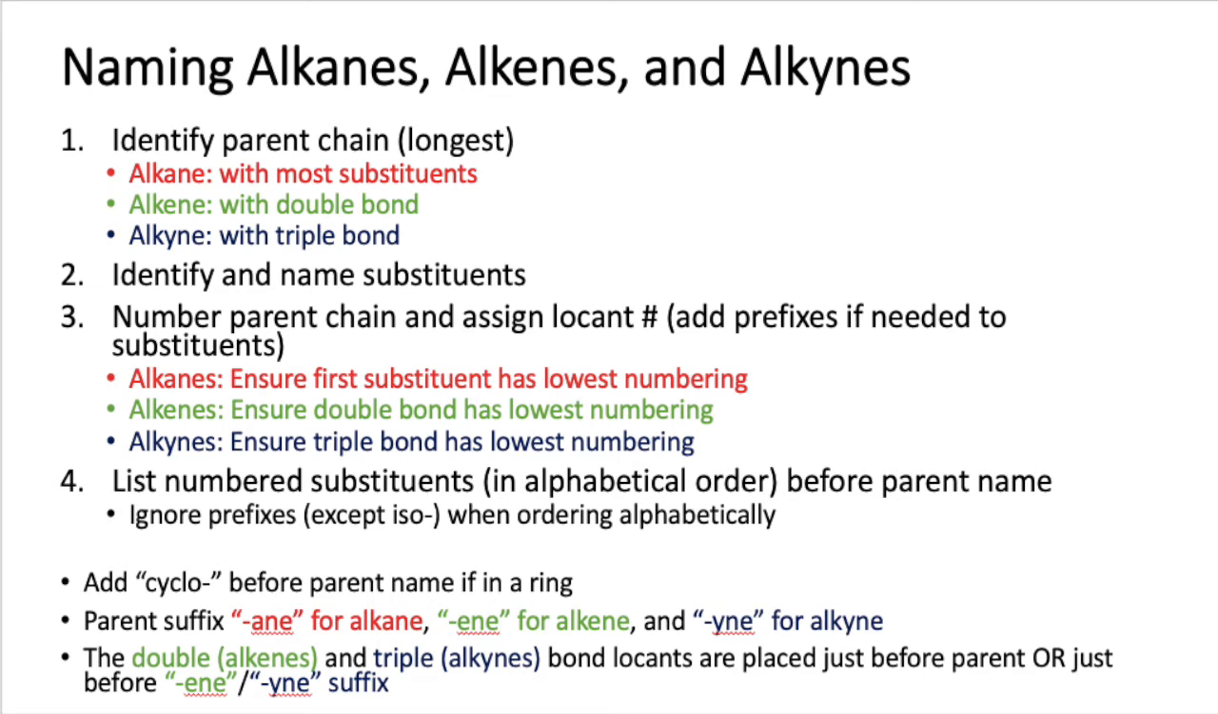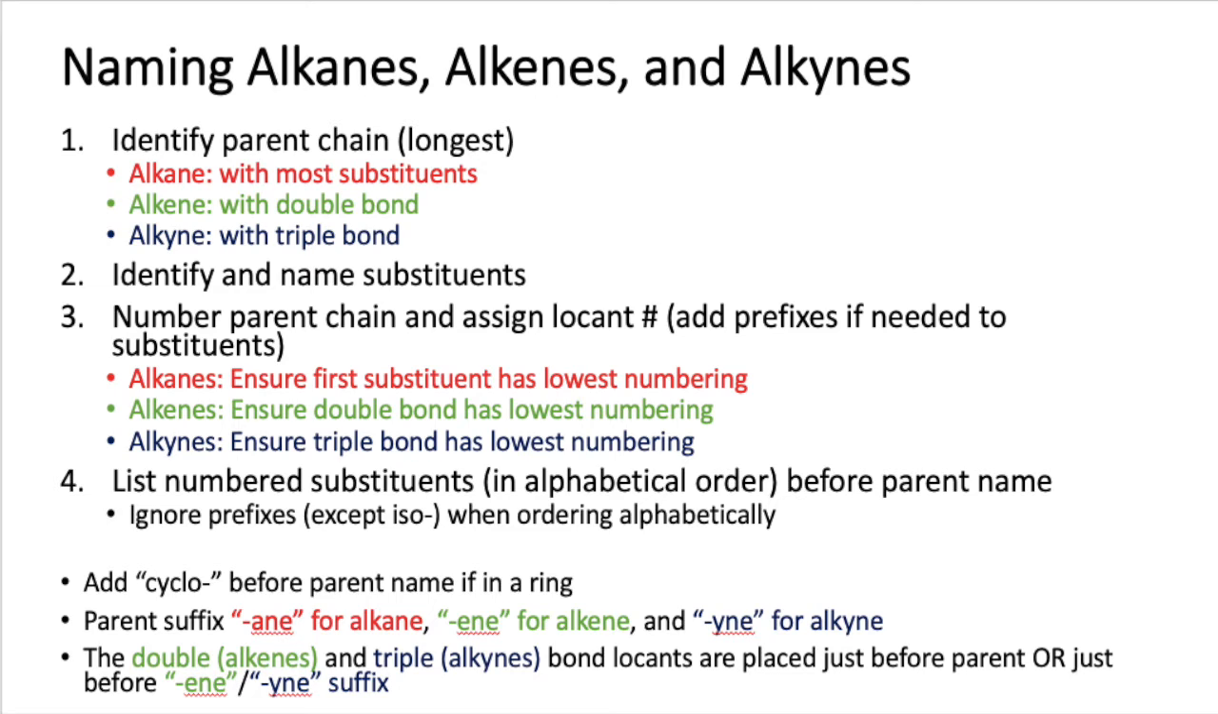That number can either be placed just before the parent name with a dash separating it, or you can break it up by having it just before the suffix. So an example of this would be 2-decyne or dec-2-yne. It does get a little more complicated when you're adding multiple double or triple bonds into the parent chains. However, this is just the basics.